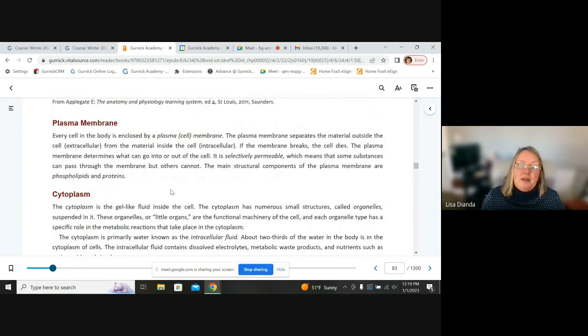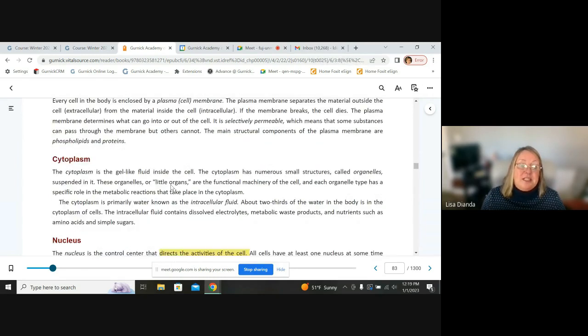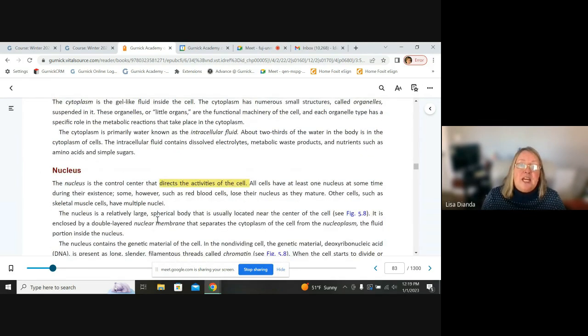Plasma membrane. It's the cell membrane. Separates the inside and the outside. The cytoplasm, the gel-like fluid, right? Your top sentence is really going to tell you what that section is. And then it's going to re-summarize it. So read through, take your time.